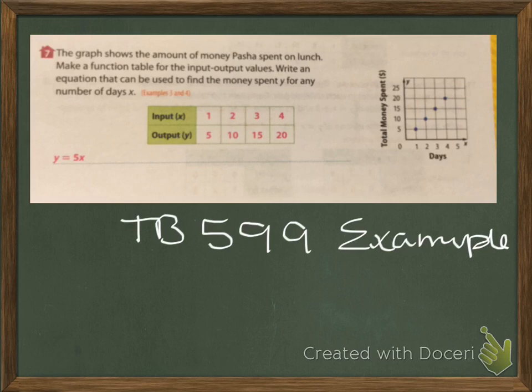And finally, you have a word problem here from textbook page 599. You need to be able to complete a table from the word problem as well as plot the points on a graph.